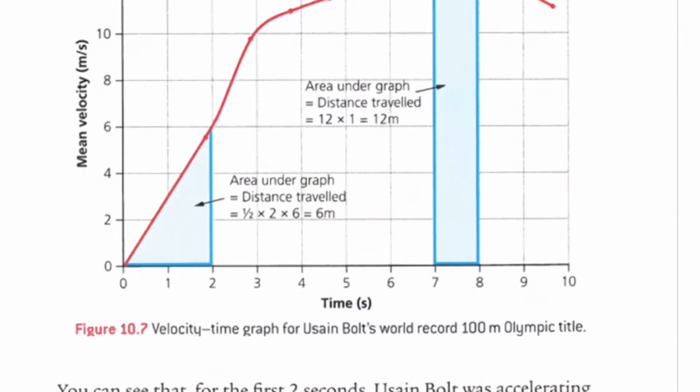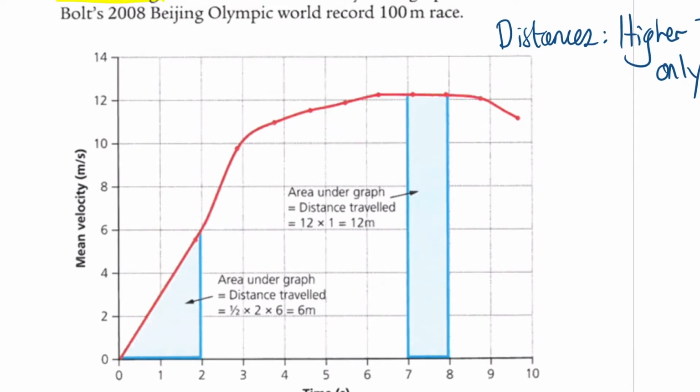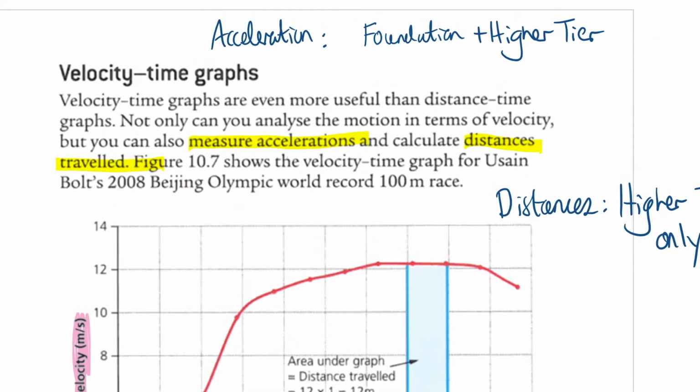Firstly, look at this graph. This is a velocity time graph of Usain Bolt running 100 meters. Difference again here than what we saw in lesson 3 is that this is a velocity time graph. So we're showing how the velocity is changing with time, not distance. Couple of things to watch out for here. Velocity time graphs are even more useful than distance time graphs. Not only can you analyze the motion in terms of velocity, but you can also measure accelerations and calculate distances traveled.